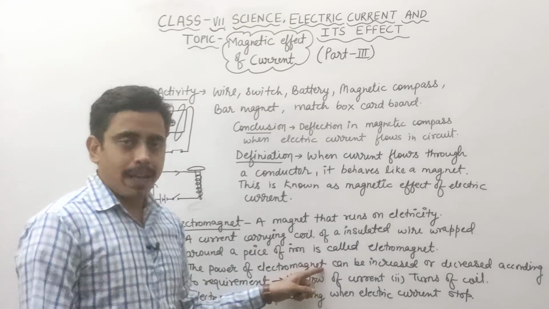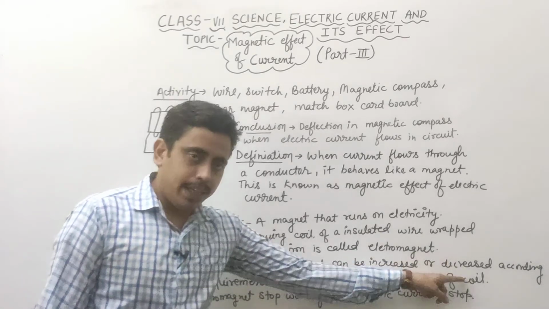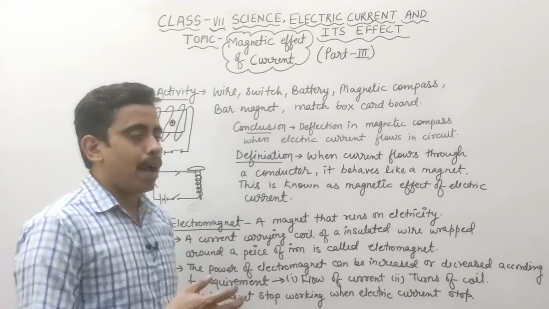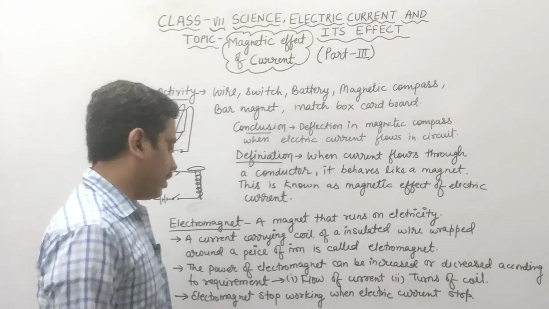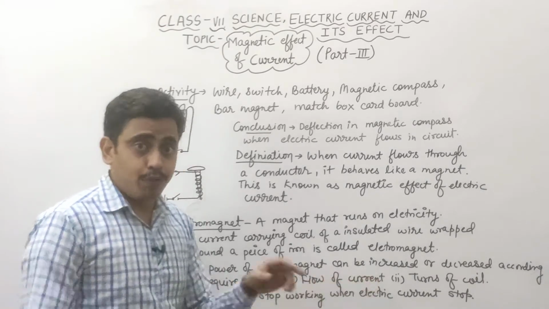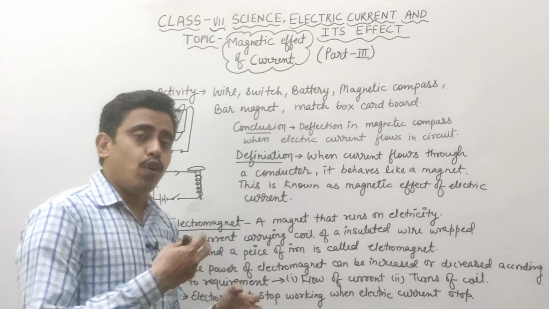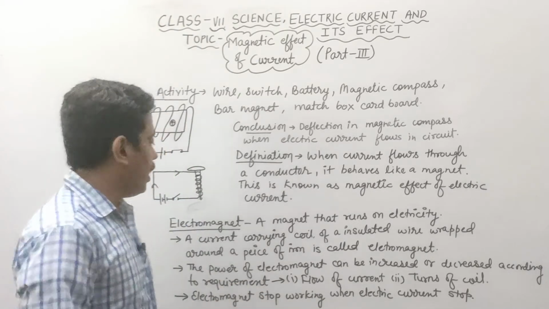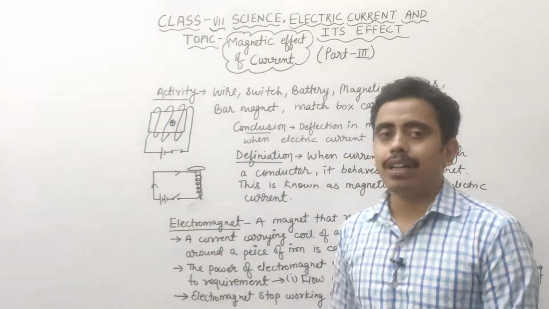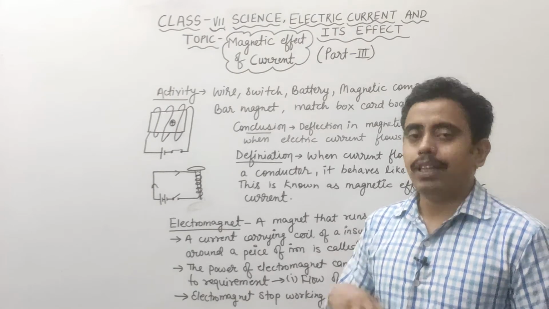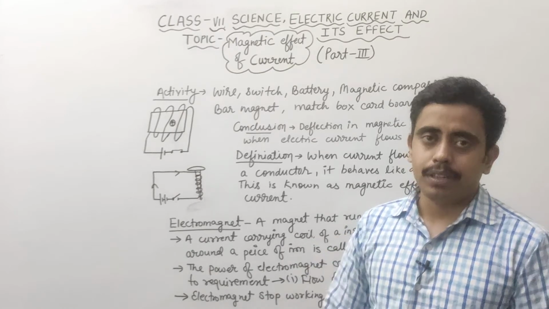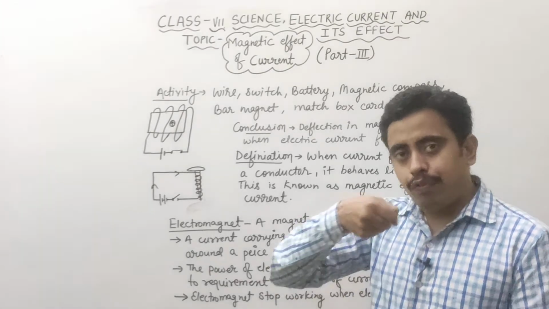The power of an electromagnet can be increased or decreased according to the requirement. How? By the flow of current. If you increase the flow of current, how can it be increased? If you use a battery of higher voltage here, the current supply will increase. When the current supply increases, the power of the electromagnet also increases. That means it can hold more weight.